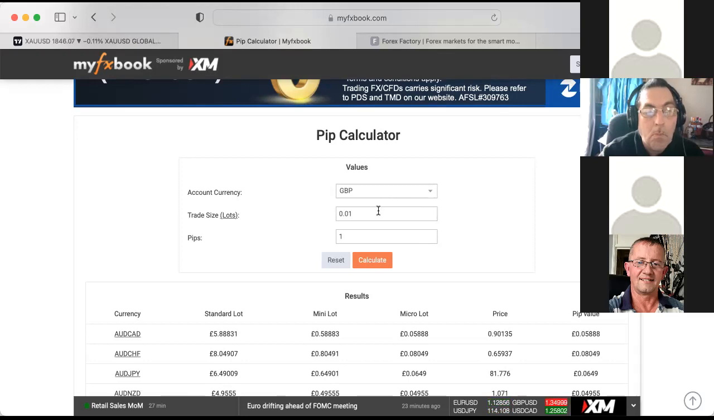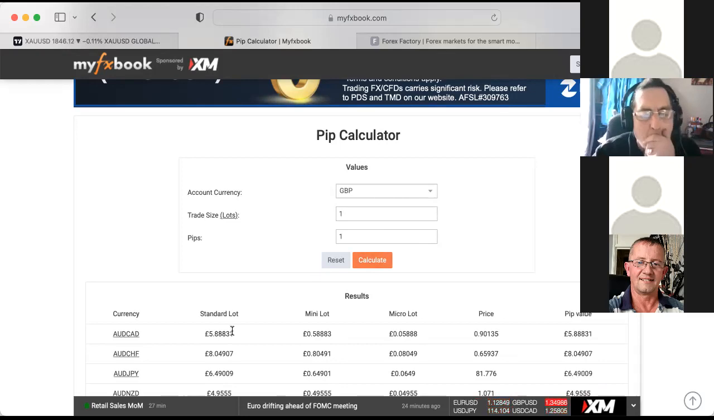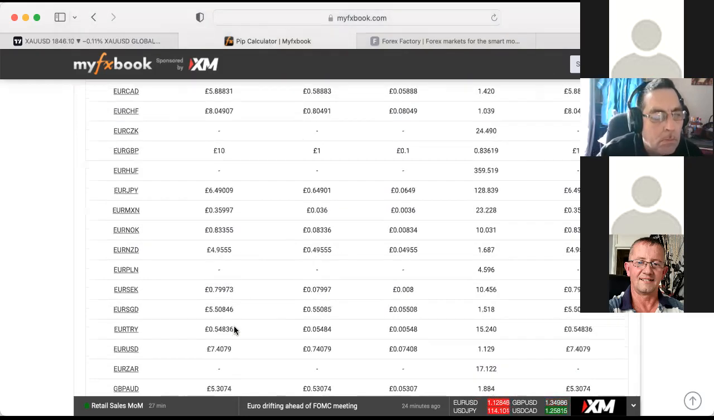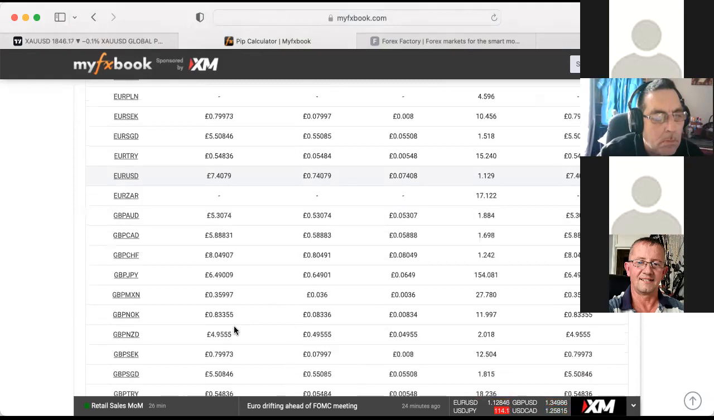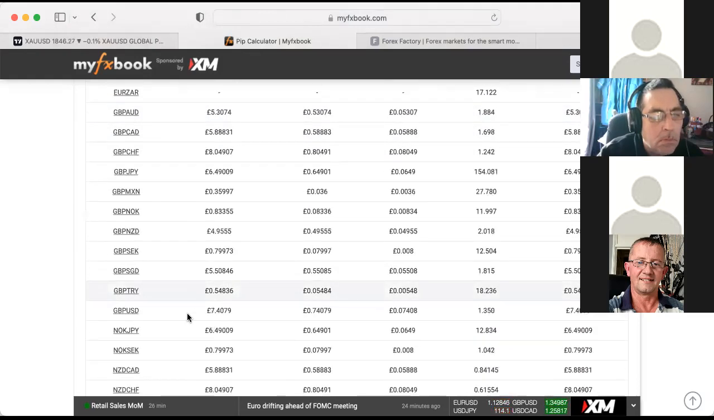Just to confirm, let's say I was looking at GBP USD with a lot size of 1. That's that one there. One pip happens to work out at £7.40, exactly the same value as 1 pip on gold.